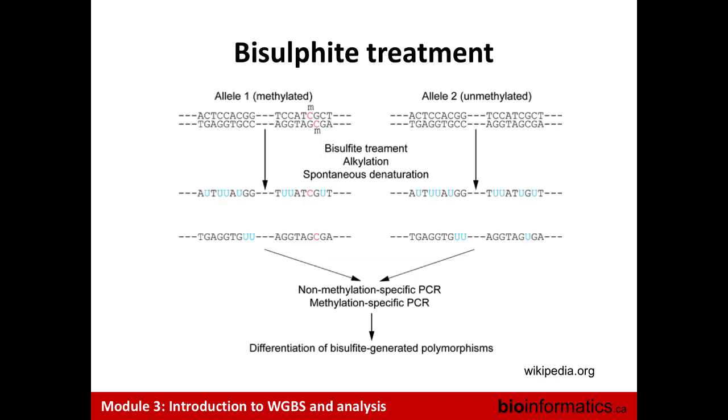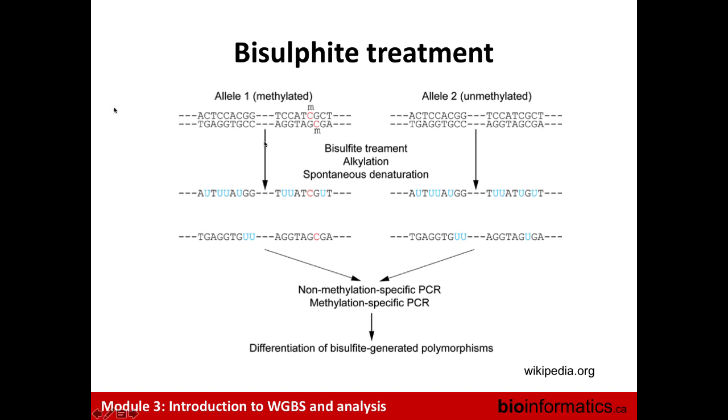One very key principle and technology that is being used in many of these assays is bisulfite treatment. This is an important concept that's going to be important for many of these technologies and leads to many of the analytical challenges downstream. So it's important that this concept is clear. What bisulfite treatment does is that if you have a methylated C, that C is protected from the bisulfite treatment and remains a C, a cytosine. But unprotected, unmethylated Cs get converted to uracil through this bisulfite treatment protocol.